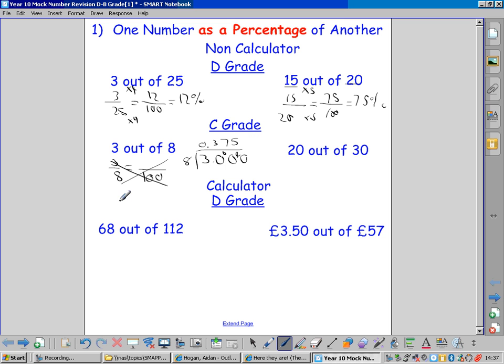Times it by 100 to get it to a percentage. 3 out of 8 is 37.5%. So without a calculator, any fraction can still be converted to a percentage.